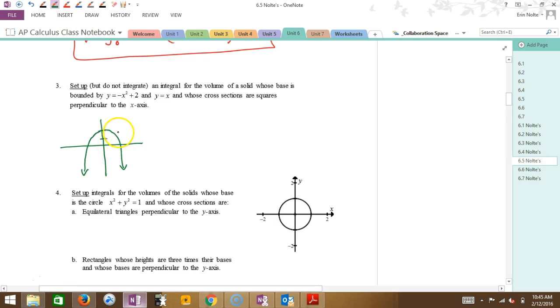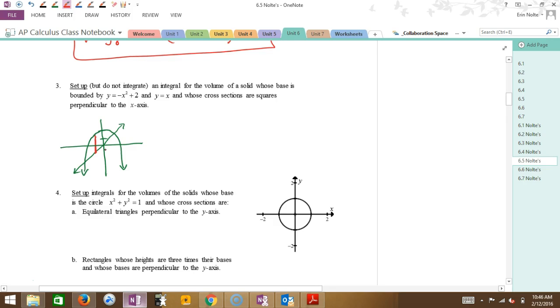Straight line with a slope of 1. Perfect. Okay, so we're going to be drawing little squares that are perpendicular to the x-axis, so that means up and down, vertical.